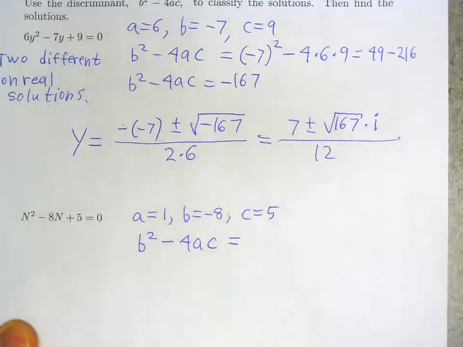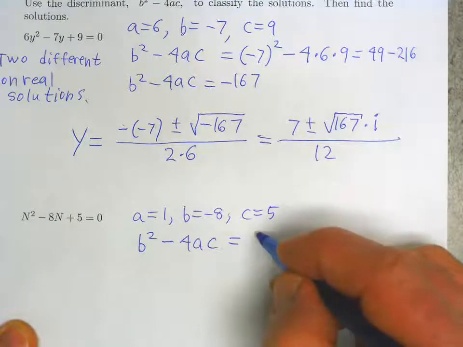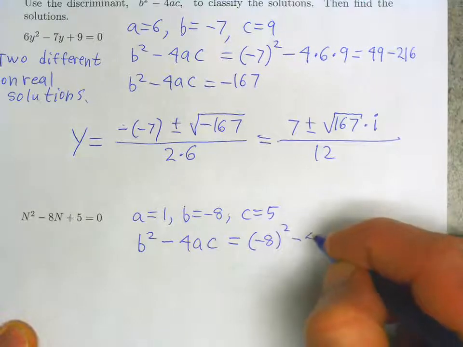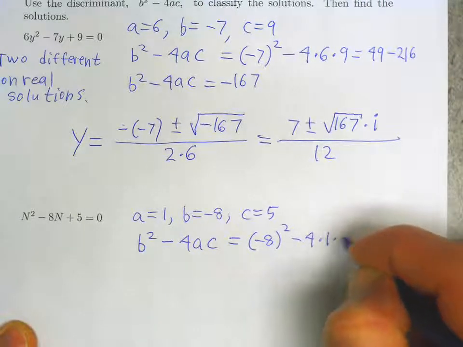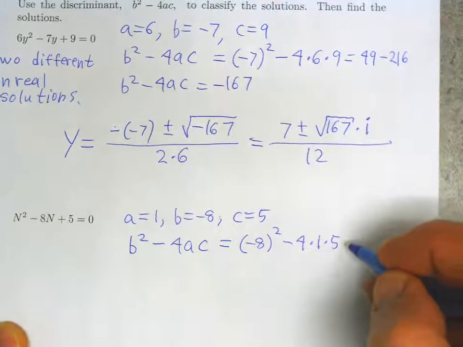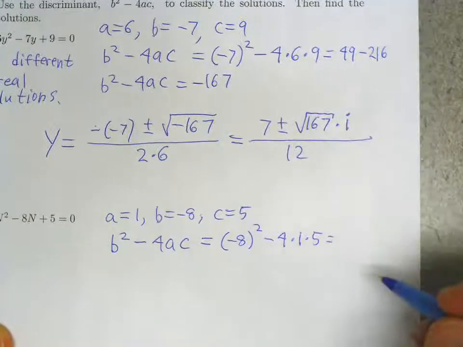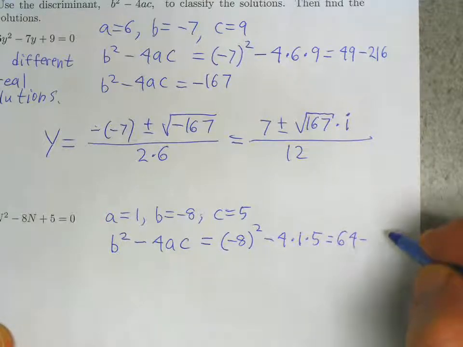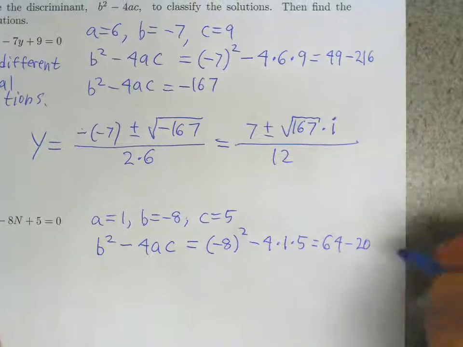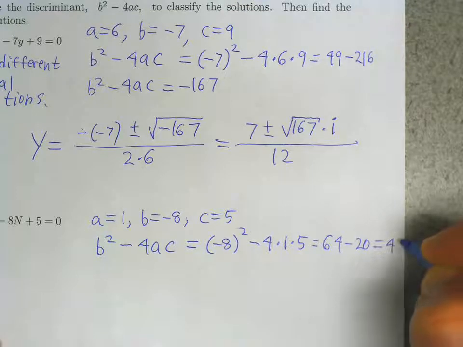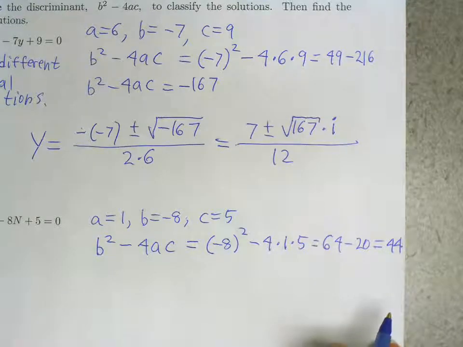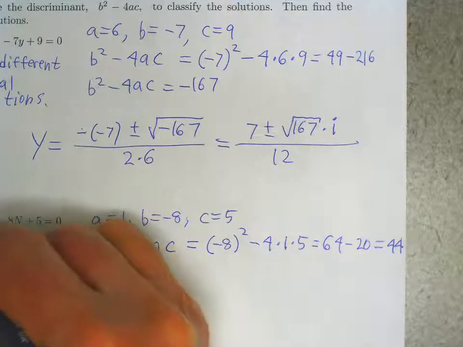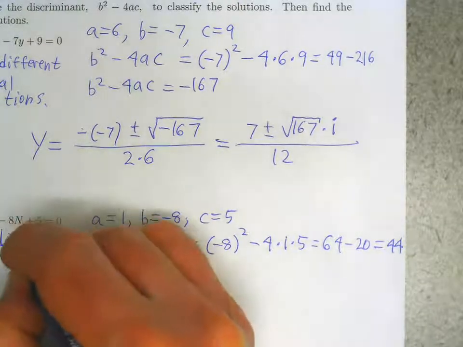So this one is negative 8 squared minus 4 times 1 times 5. The number negative 8 squared is 64, and we're subtracting 20. And so the discriminant is positive 44. Okay, so that means two different real solutions if the discriminant is positive.